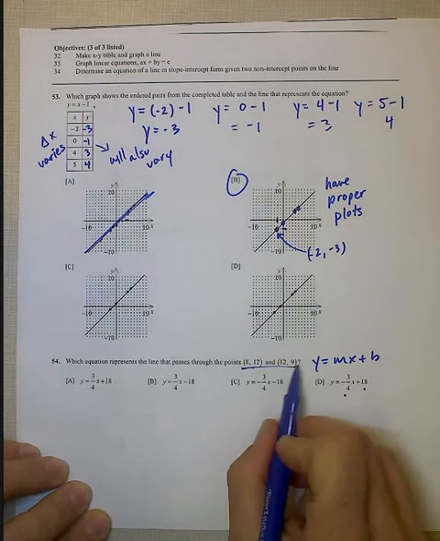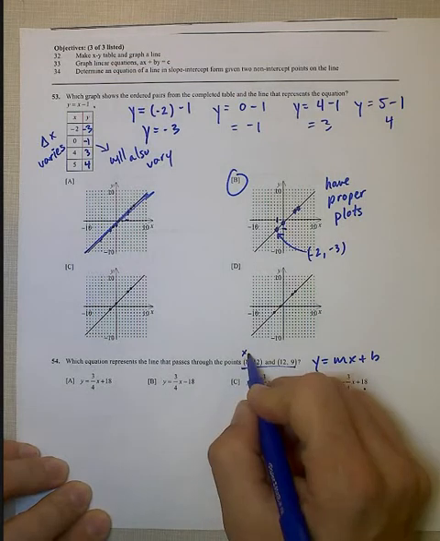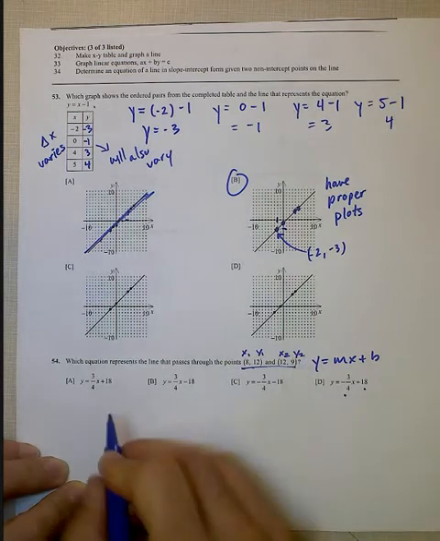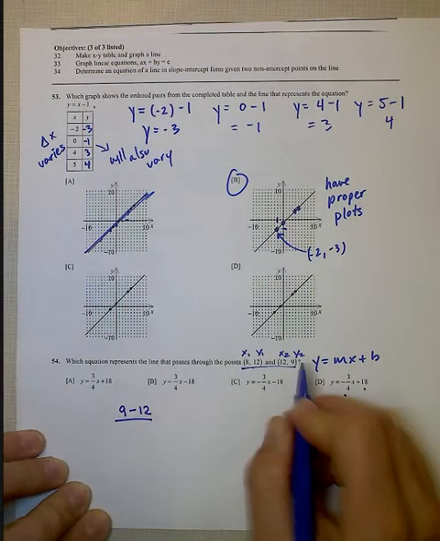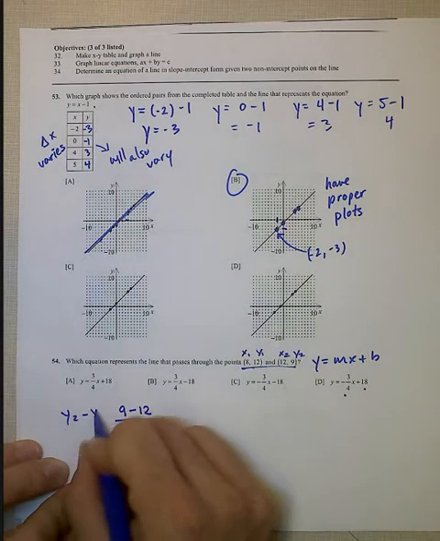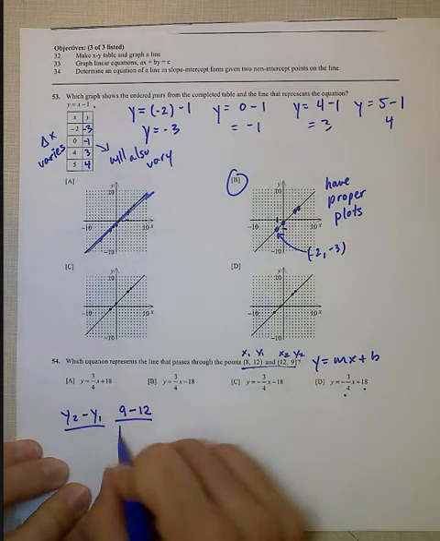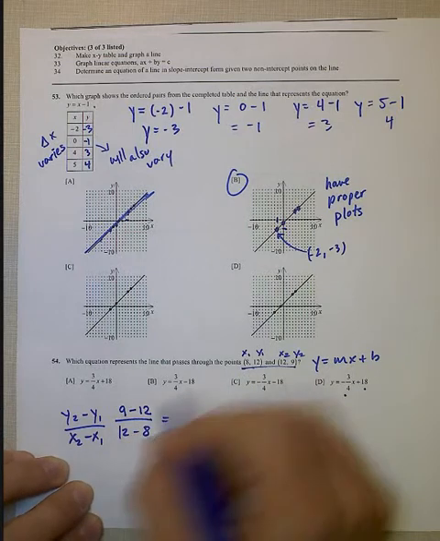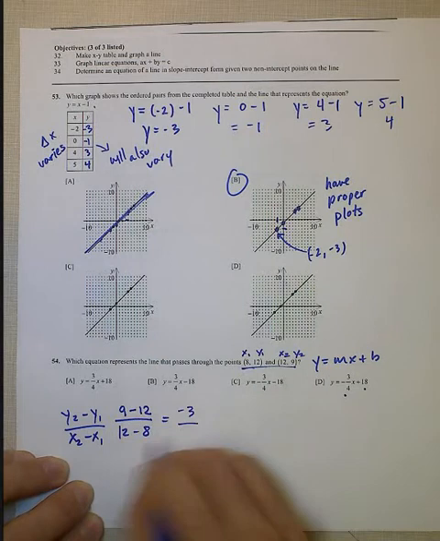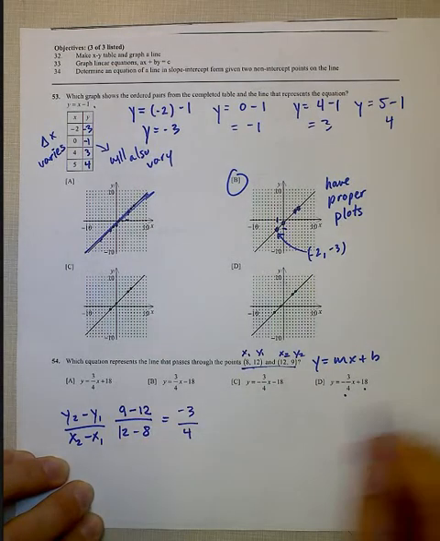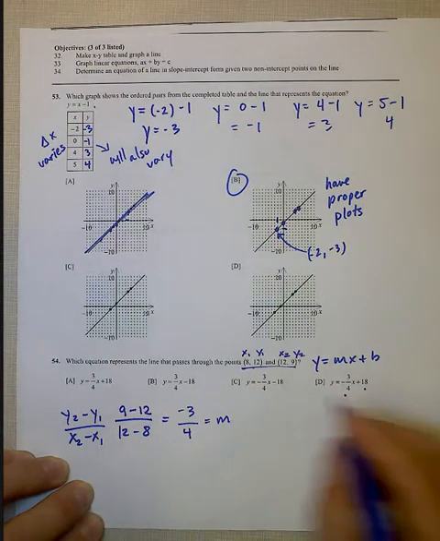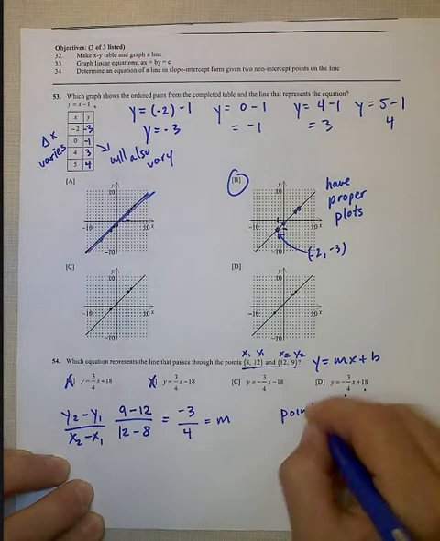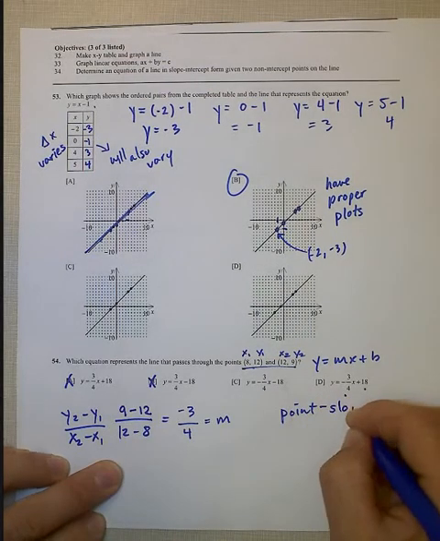First thing we're going to talk about is our coordinates here, x1, y1, x2, y2, in which we want to find slope, 9 minus 12, y2 minus y1, and 12 minus 8, x2 minus x1. 9 minus 12 is -3 over 4. I know my slope is going to be -3 over 4, so goodbye to b and a. We have to use our point slope, in which you're using one point and one slope.